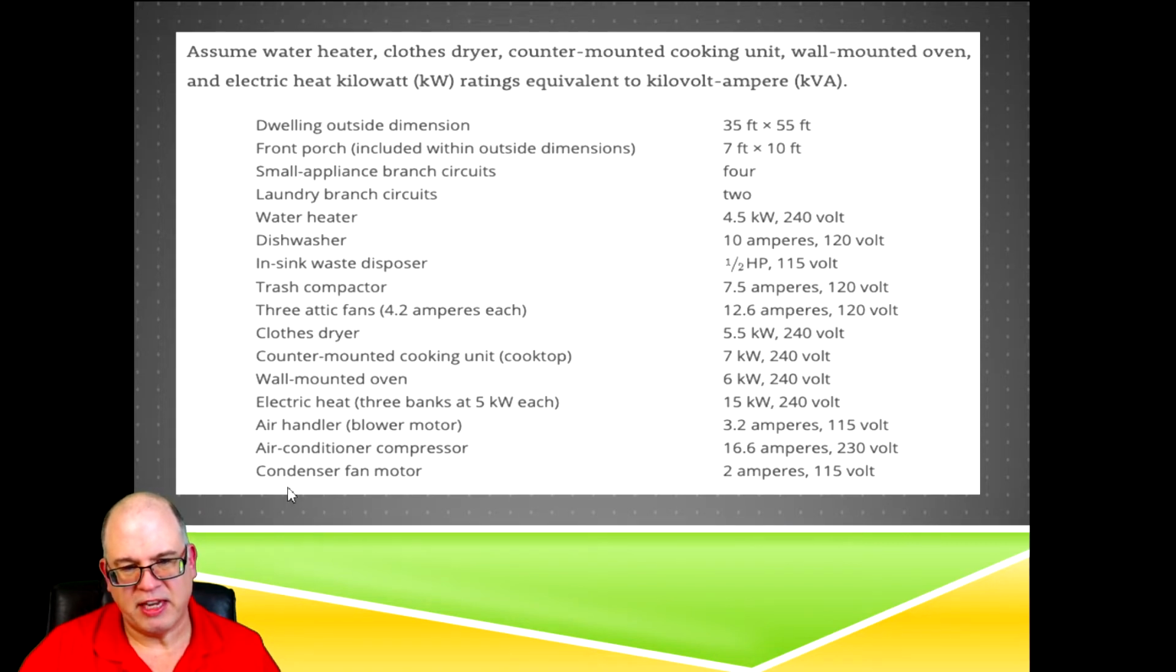The next is a condenser fan motor. It's 2 amperes, 115 volts. Again, 2 amps times 115 is going to give us our VA. Again, we need VA to work all this. So we kind of got the lay of the land. We know what we're working with.